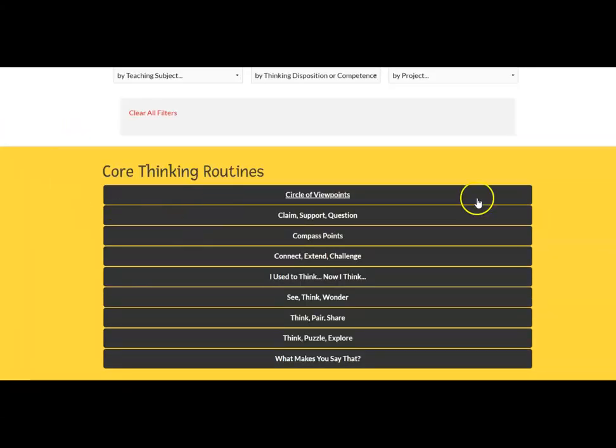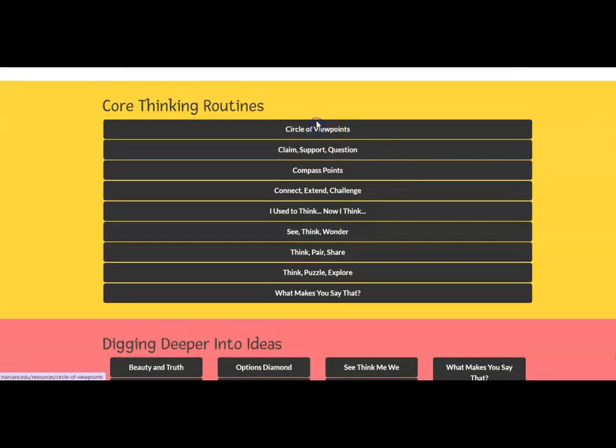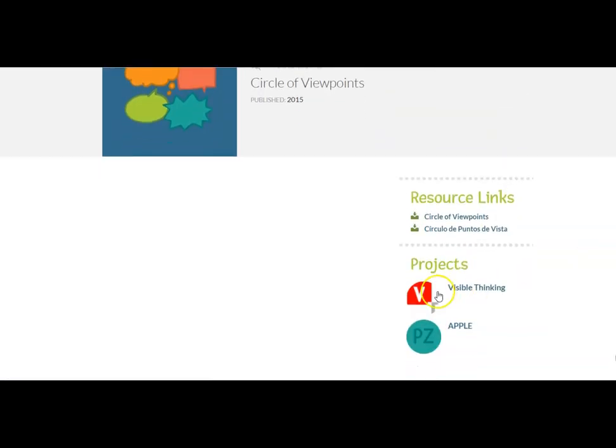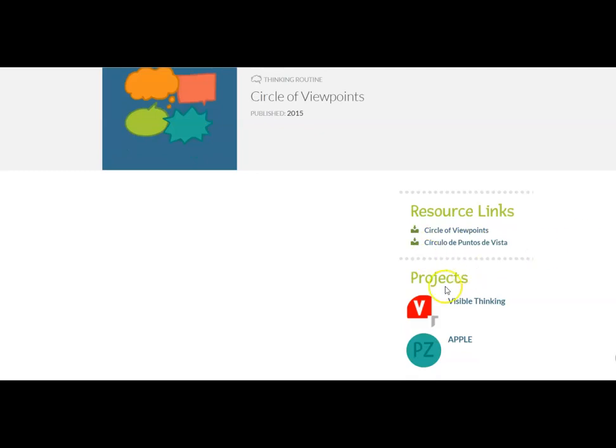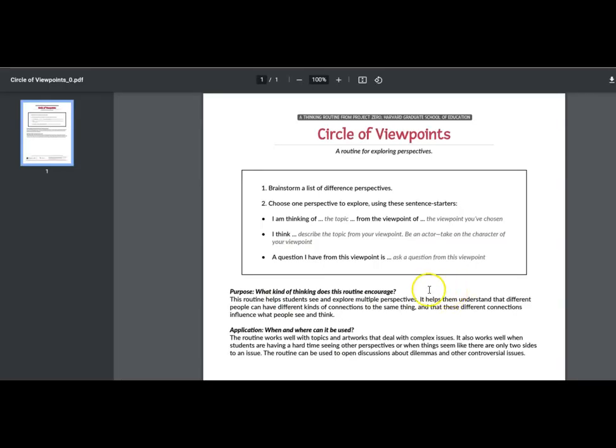So you go to the website, you scroll down, you find the core thinking routines, circle of viewpoints, it's right here. What will come up is these resource links, and generally, not for all of them, but for many of them, they've already translated them into Español, if you would like to look at them entirely in Spanish. They might have a couple of explanations of what visible thinking is and stuff like that. But basically you click on it and it gives you this little PDF of what the thinking routine is and how to use it.